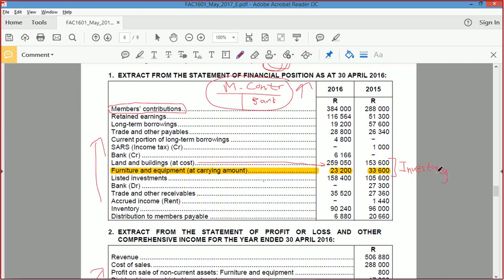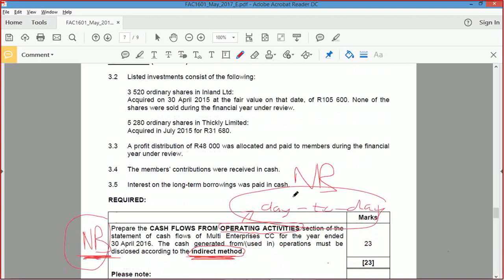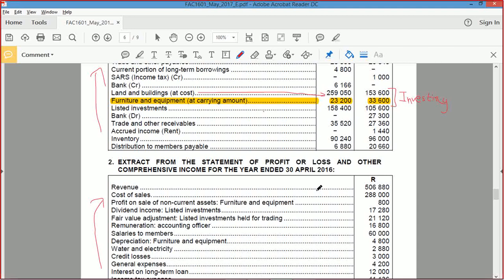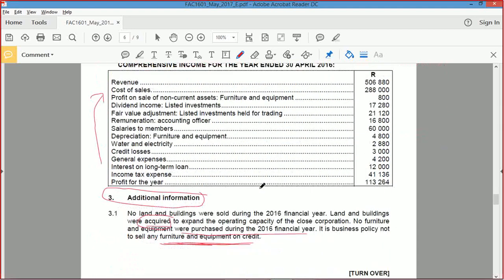If I was asked to do investing, I would draw up the T accounts and solve for bank. But I don't need that for this question. I'm just covering everything, so I'm revising as I go as well. Obviously, in the exam, you'd be focusing only on operating. Don't waste your time on long-term assets because you don't need them. It's not operating, it's investing. Let's carry on.